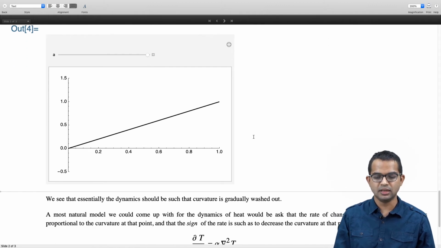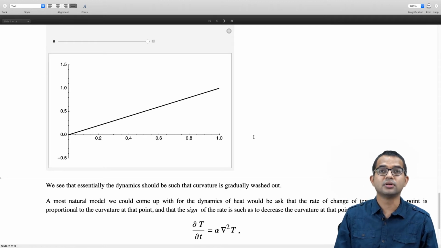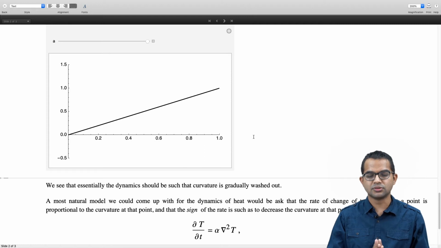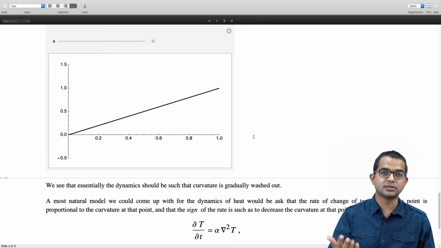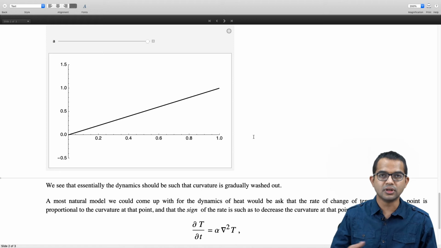And so that's really that will get us to the heat equation. So a natural model to come up with is to say that whenever there is curvature, the temperature is going to change by an amount which is proportional to the curvature itself, and in a direction such that the curvature is reduced and eventually destroyed, right?